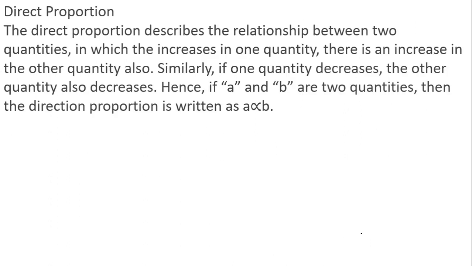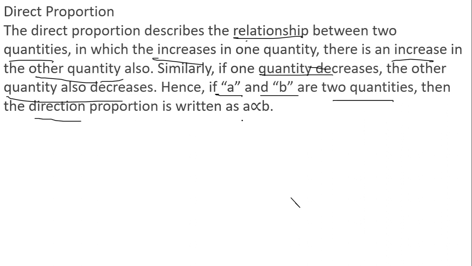Moving on to a few terms that I have already explained. What is direct proportion? It describes the relationship between two quantities in which an increase in one quantity leads to an increase in the other quantity as well. Similarly, if one quantity decreases, the other quantity is also going to decrease. Hence, if A and B are the two quantities, then direct proportion is represented as A is directly proportional to B.